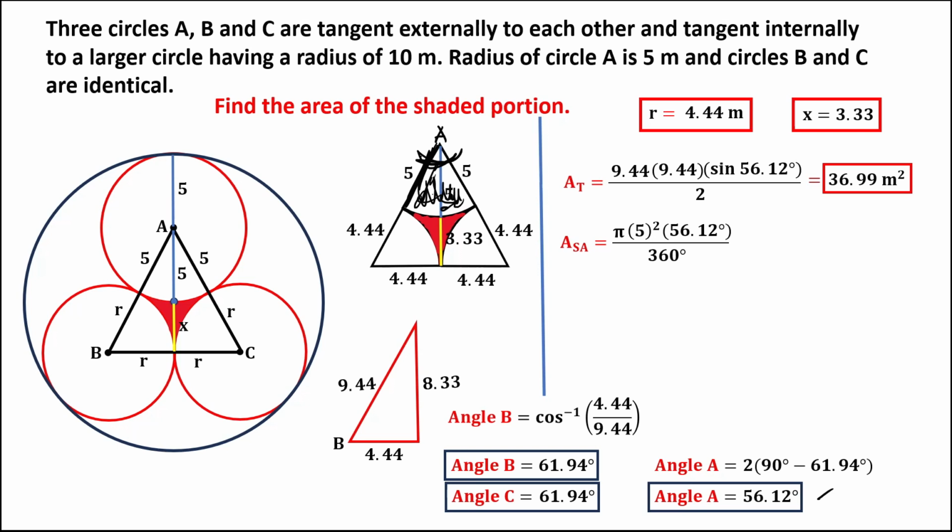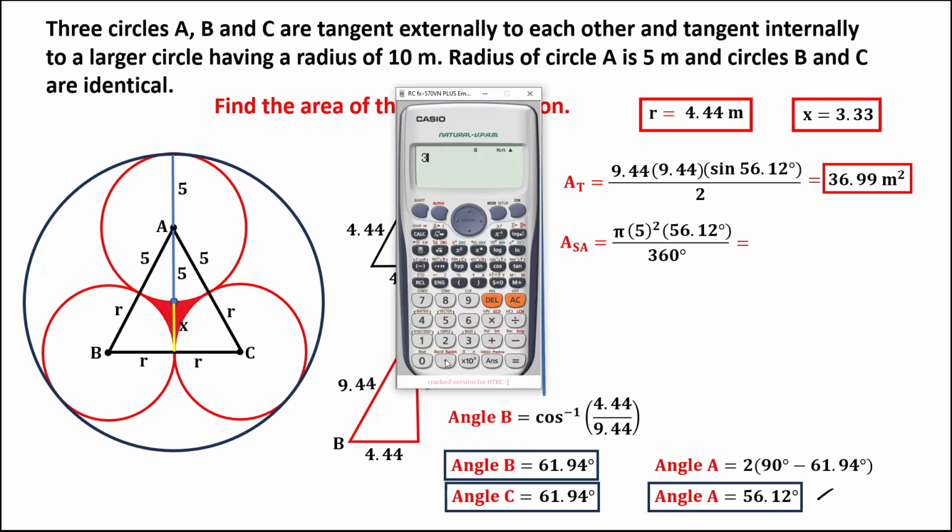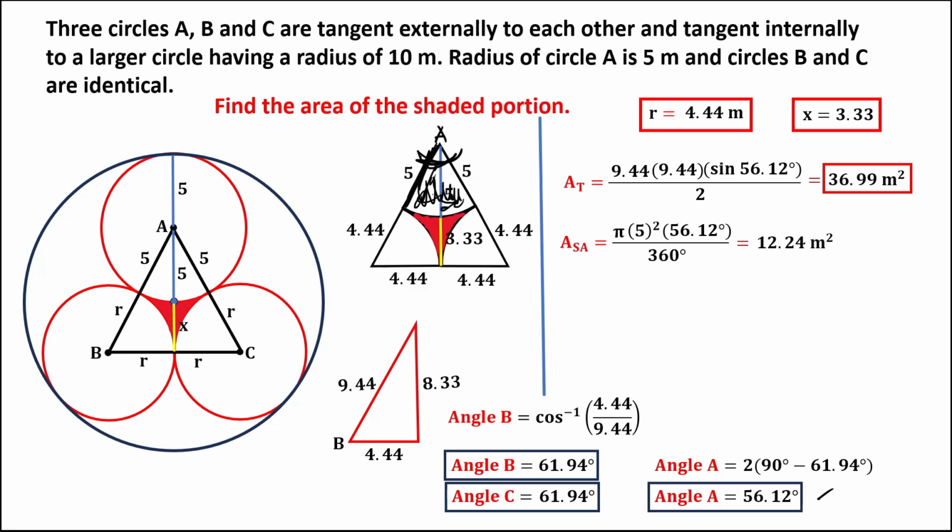So this is how to find the area of the sector of a circle. To find the area of sector A, pi is 3.14, then times 5 squared, then times 56.12, then divide by 360, so that's 12.24. So the area of sector A is 12.24 meters squared.